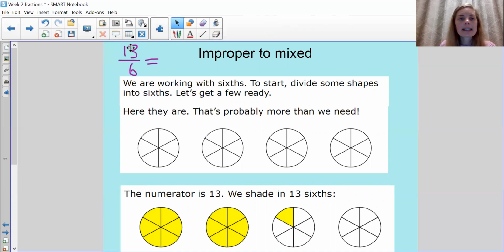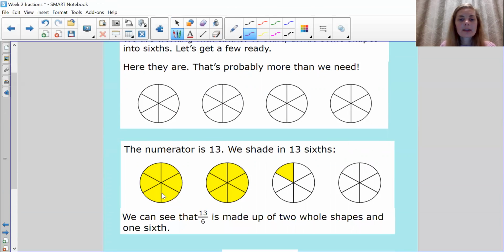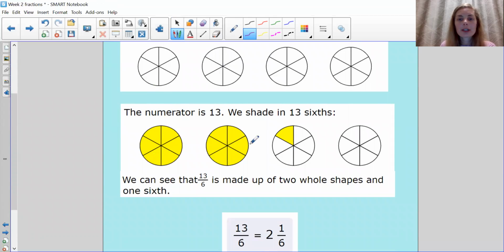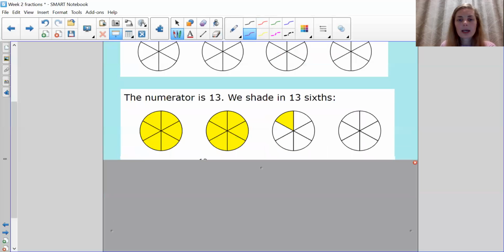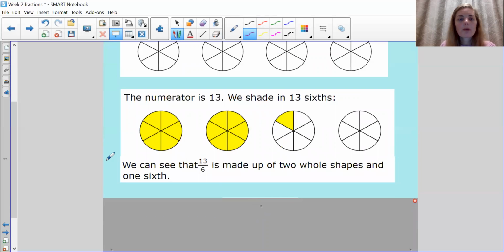And now it says that I have 13 slices. So I'm going to go and color in 13 slices. If you count all of those, you will have 13. And so, let me just quickly take that away so we don't get confused. Can you see here that I have 13 slices colored in?